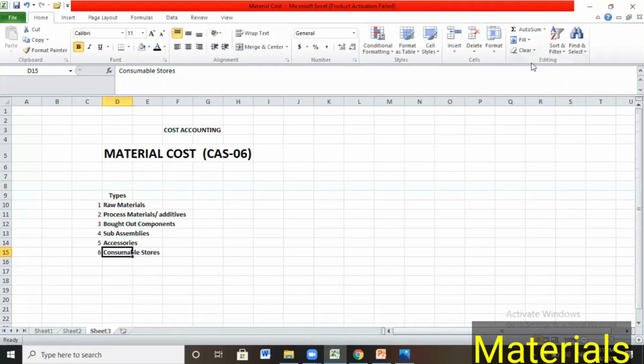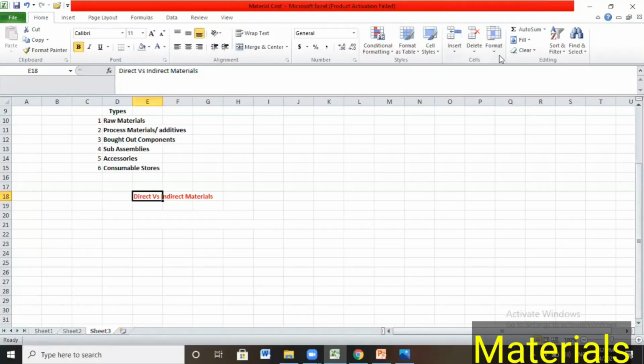And the last type of material is consumable stores. Consumable stores are items used in the maintenance of plant. For example, lubricants, cotton waste, paint, and the like. So these are things which are used and thrown. Cotton waste, lubricants, these are the consumable stores.